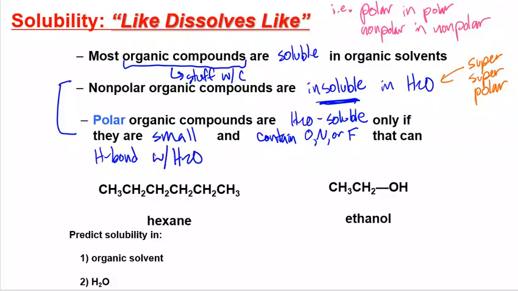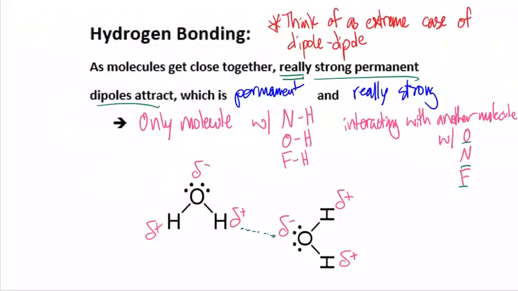Now, I also want you to notice that it says in here, and it's correct, that it has to contain an O, an N, or an F. Notice that it does not say that it has to contain a hydrogen connected to an O, an N, or an F. And that is because for hydrogen bonding to occur, remember, I'm going to go back a few slides, only one of the molecules has to have an NH, an OH, or an FH, and the other molecule has to have an O, an N, or an F.